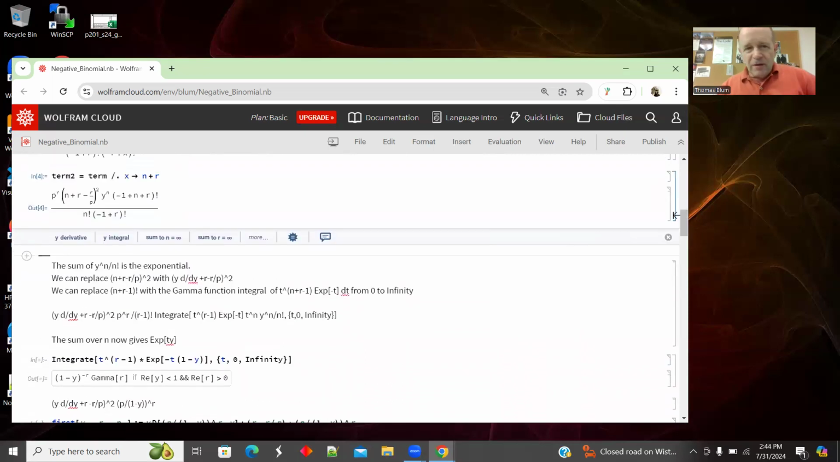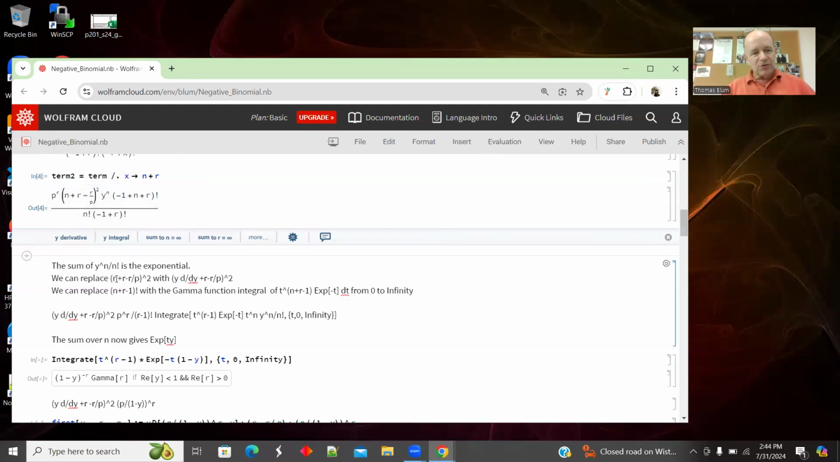Now, the hint here is we're seeing this y raised to the n divided by an n factorial in the bottom. There are other n's, but that's a sum we know how to do. That's the exponential. So I want to play around with the other n's that I'm finding, and then try to get it to where I can actually do the sum.